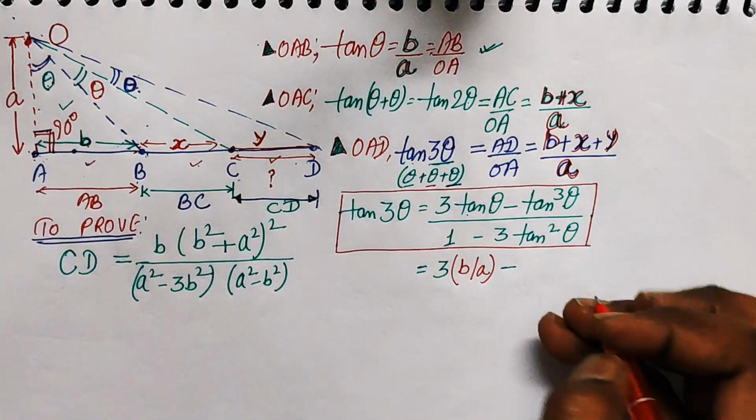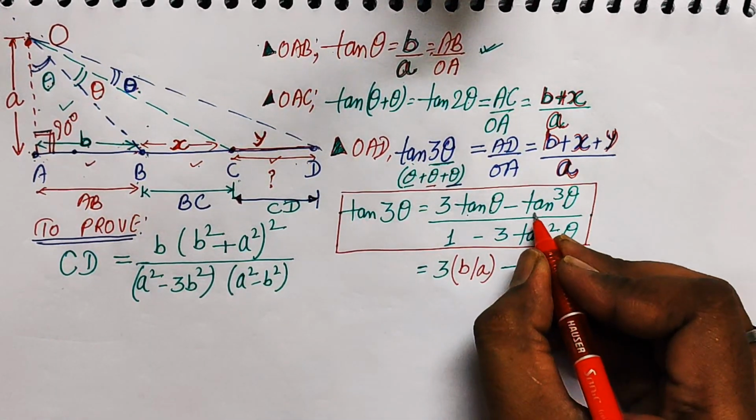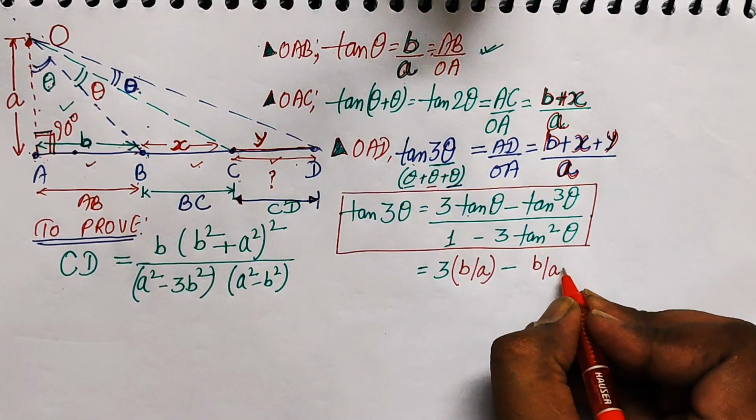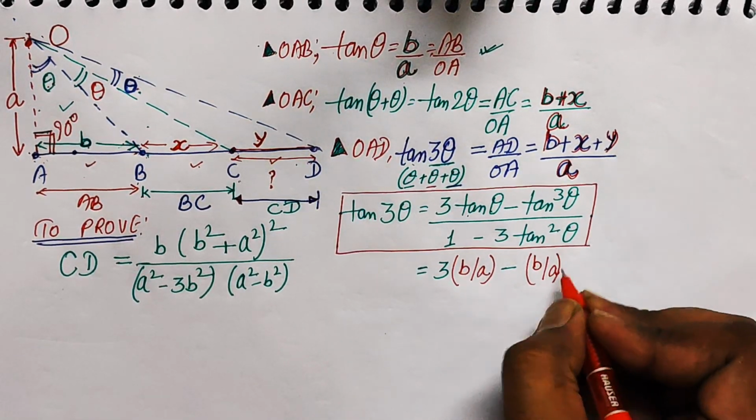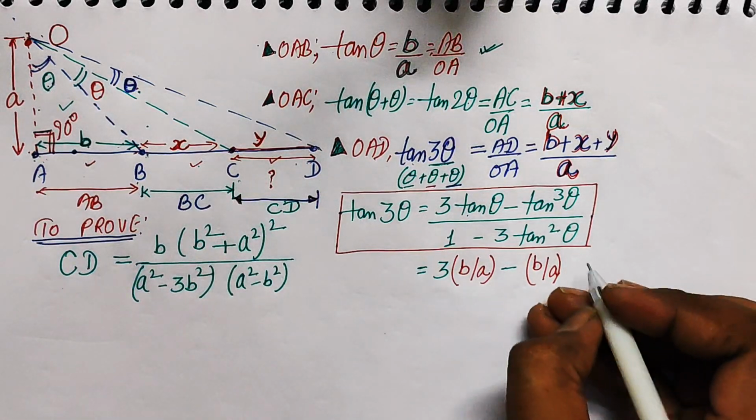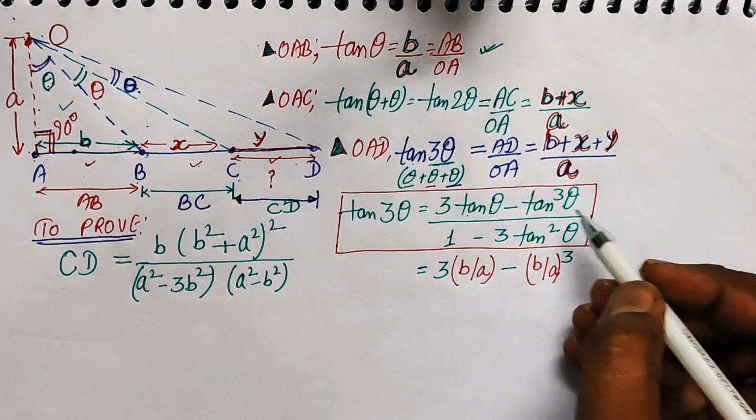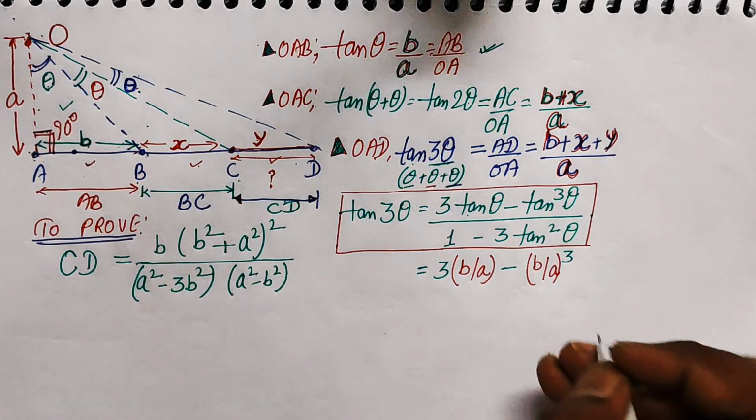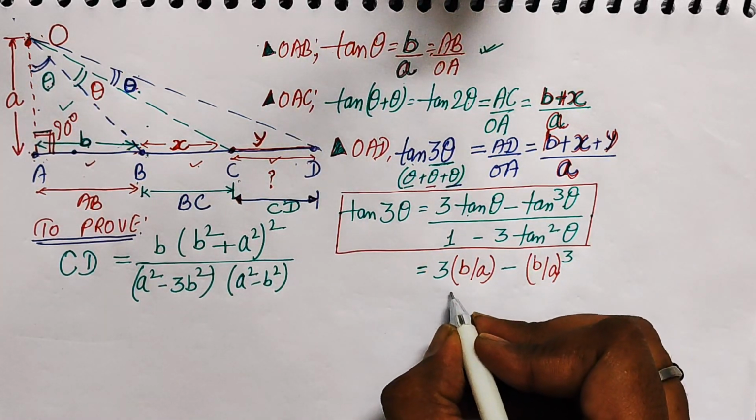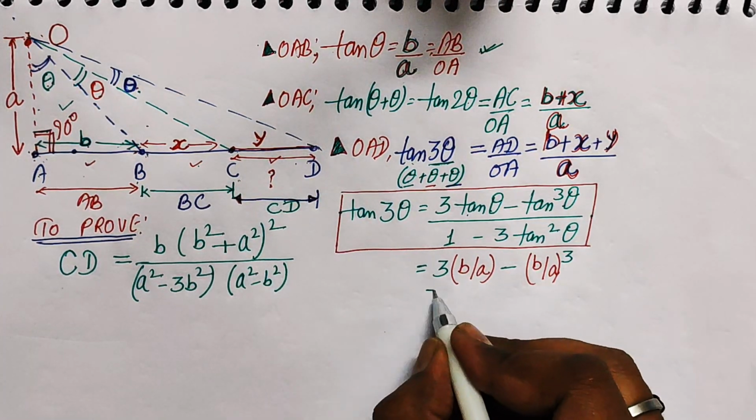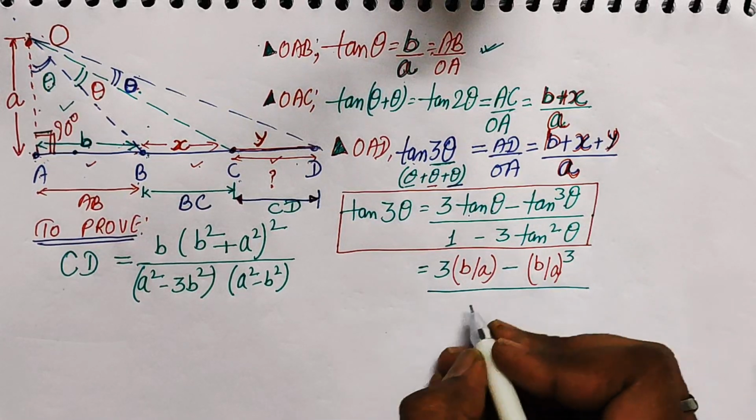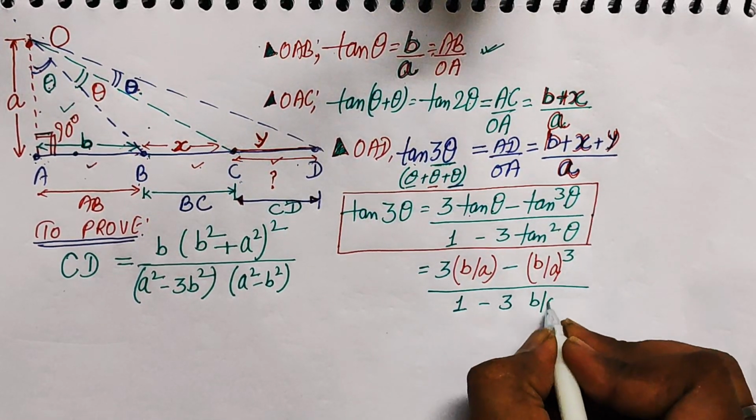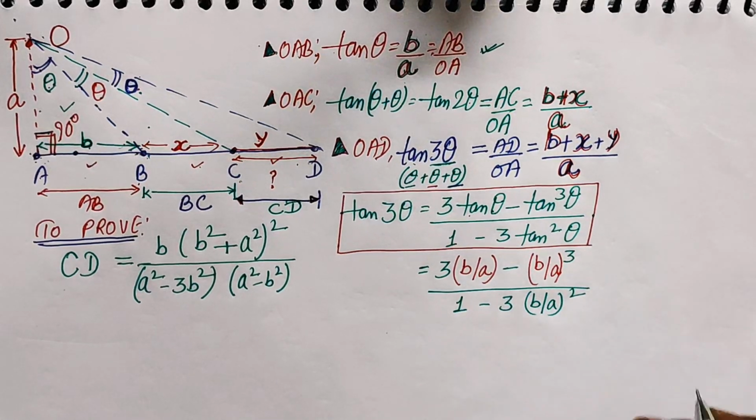It's b by a minus, I'm just changing the pen so that it can be easily visible, and minus tan cube theta. So it will be b by a whole cube, isn't it? Because the value of tan theta is, you can see, b by a. Now, this one divided by 1 minus 3 tan square theta. So 1 minus 3 times b by a whole square, right?